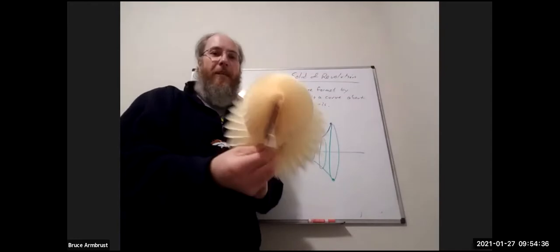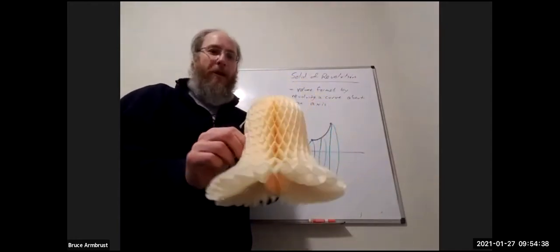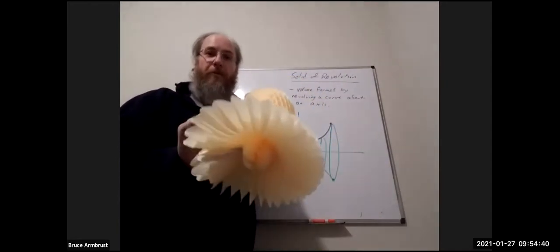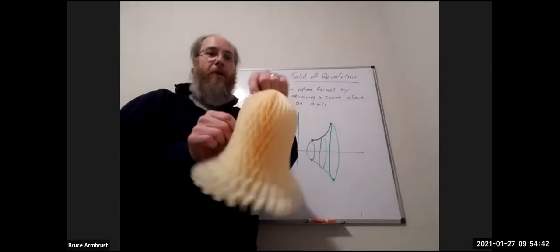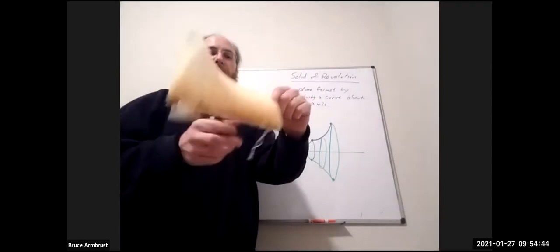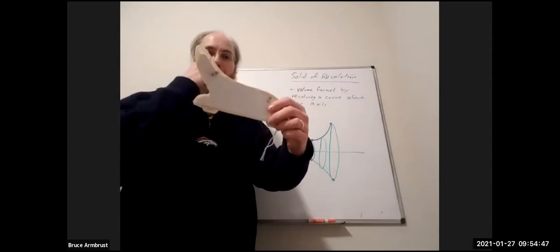So I know you've seen these kinds of things before. There are tons of them out there. Those are all solids of revolution. And if you want to find its volume, you just have to figure out the cross-sectional area.